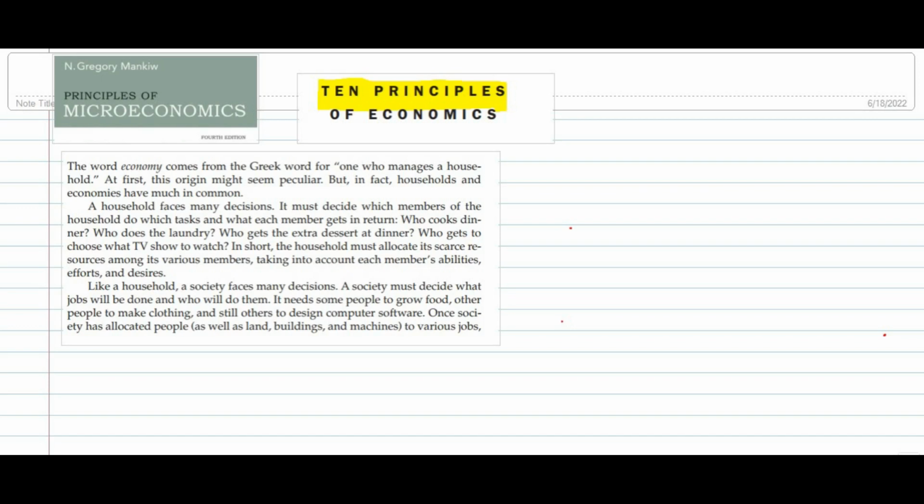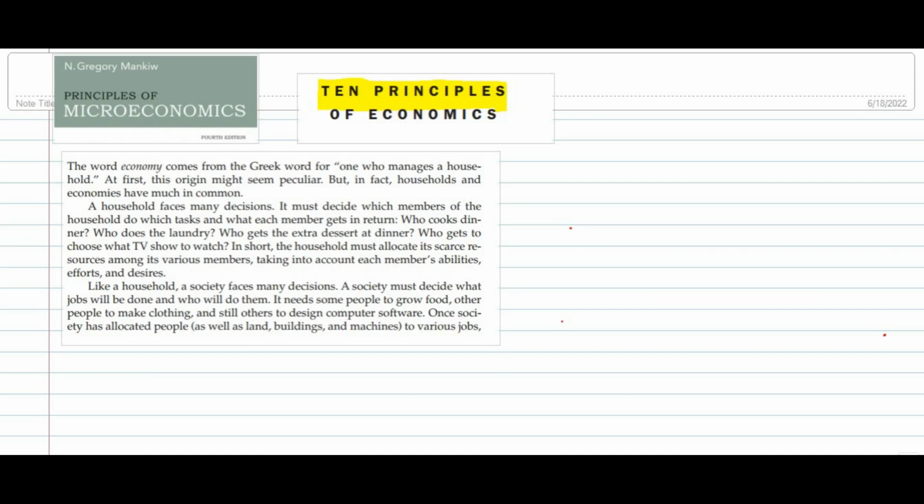The first thing you must understand is the word economy. The word economy refers to a group of people interacting as they go about their daily lives. It originated from a Greek term for the person in charge of a household. You may also say one who manages a household. Clear?